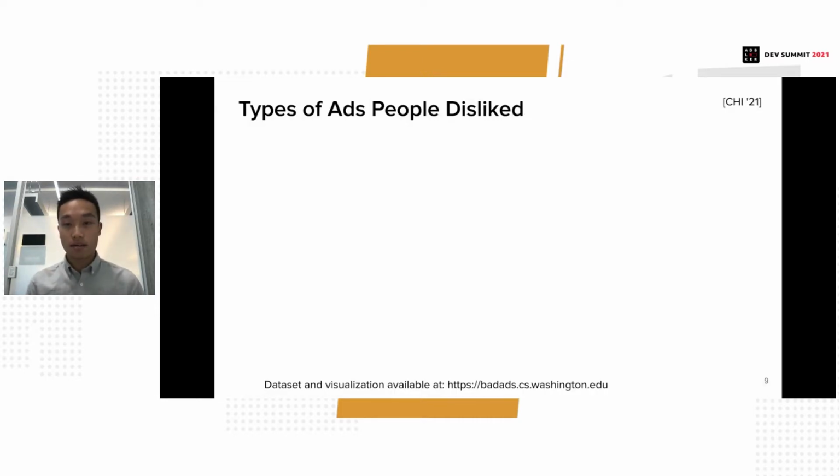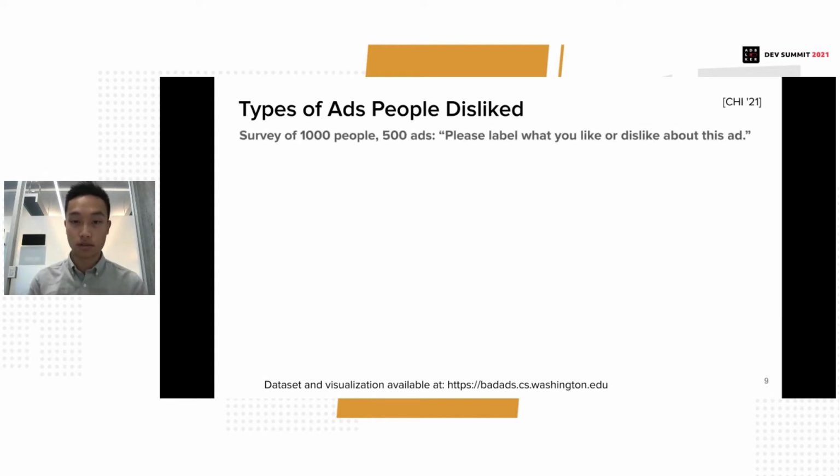Next, we wanted to identify which kinds of content would evoke those reasons for disliking ads. For example, what kinds of ad content do people find deceptive? To answer these questions, we conducted a larger labeling survey where we asked 1,000 people to label why they liked or disliked 500 ads, using the reasons that we discovered from the first survey. We then used a technique called population label distribution learning to identify the groups of ads to which people applied similar labels.